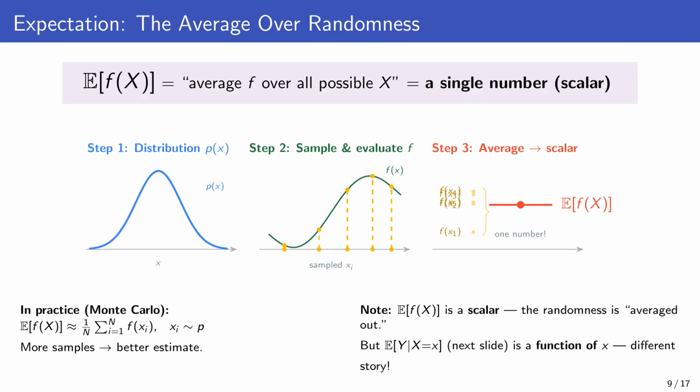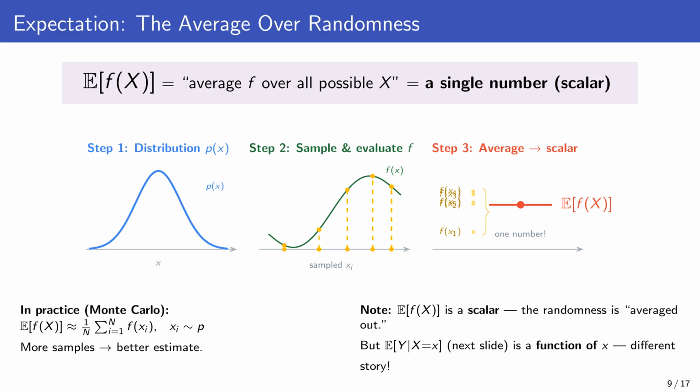Expectation is the single most important concept for understanding flow matching's training algorithm. When we write E of f of x, we mean: what is the average value of f of x if we could evaluate it over all possible x. Let us build this in 3 steps.